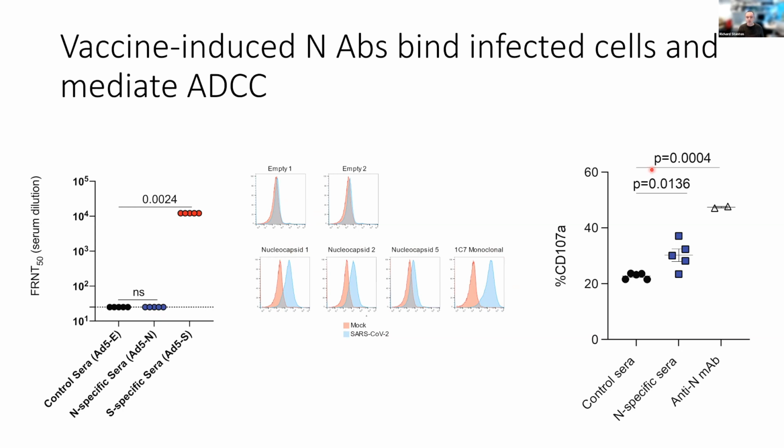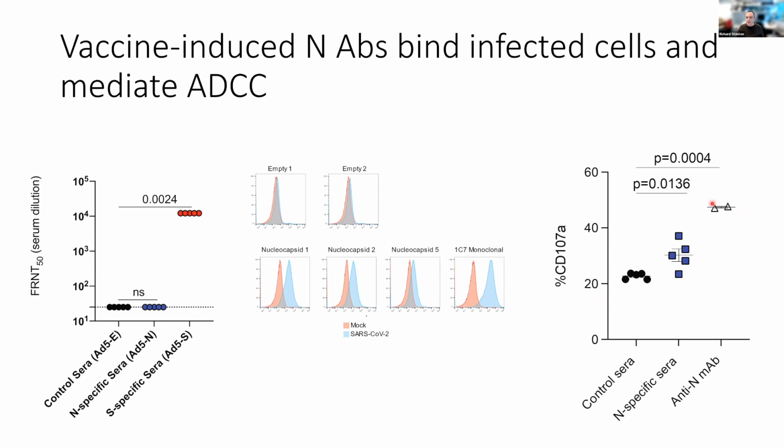And so we went on to do an in vitro ADCC assay with these sera. Here are our control sera. You can see the N-specific sera inducing ADCC activity. And again, this anti-N monoclonal, which bound better to the infected cell surface, gave much, much stronger ADCC responses.